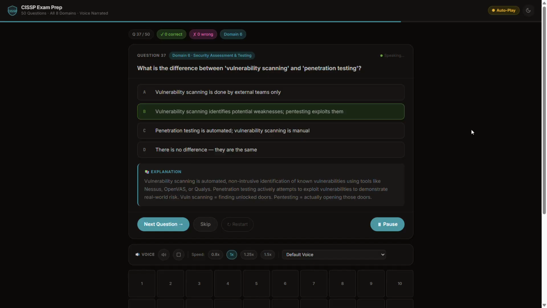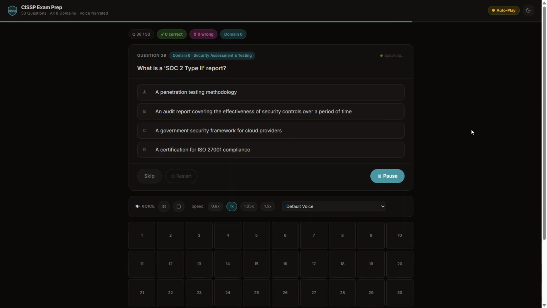Correct answer: B. Vulnerability scanning is automated, non-intrusive identification of known vulnerabilities using tools like Nessus, OpenVAS, or Qualys. Penetration testing actively attempts to exploit vulnerabilities to demonstrate real-world risk. Vuln scanning equals finding unlocked doors. Pentesting equals actually opening those doors.